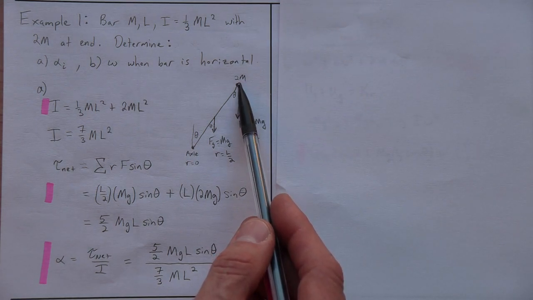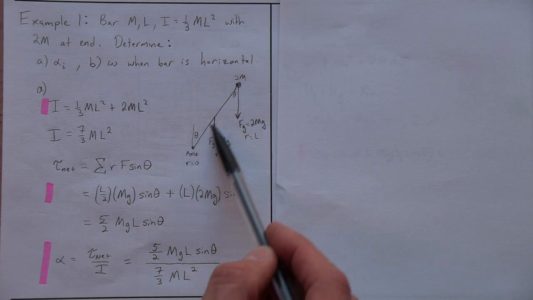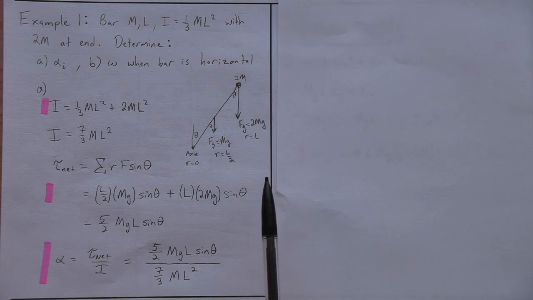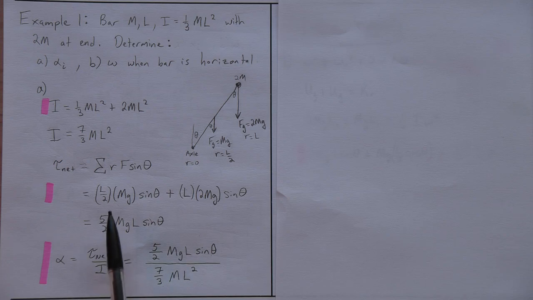The weight out here also generates a torque because we have a radius of L and a force of 2 mg. And so I plug that in to my torque calculation. Once again, I highlighted this. You should focus not on this, but on this. How did I construct this equation?